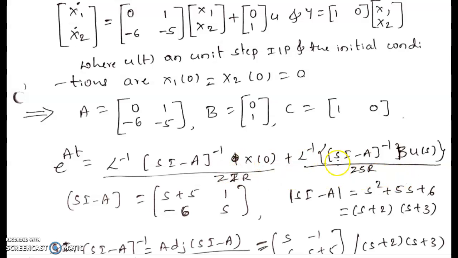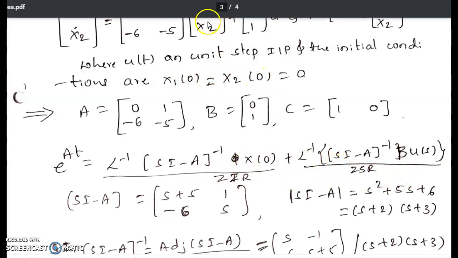Why consider both? Because here the initial term x1 x2 is equal to 0, that is the x of 0 term is given, the b matrix is given, the input u is a unit step, u of t is a unit step, which means 1, unity means 1. So u is equal to 1 is given, the b matrix is given. So ZIR plus ZSR, the full equation has to be considered for the x of t.